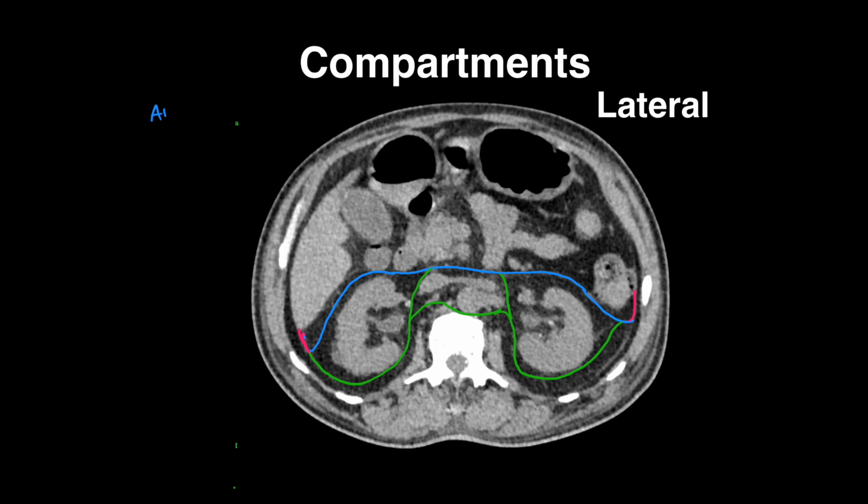We'll see the same in axial non-contrast enhanced CT sections. So here in lateral compartment we have anterior renal fascia in blue, posterior renal fascia in green.